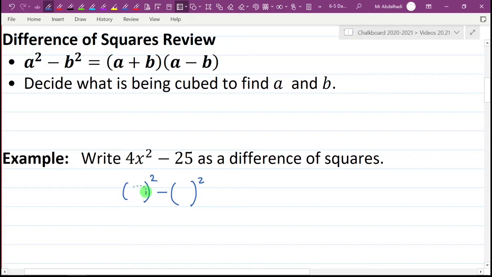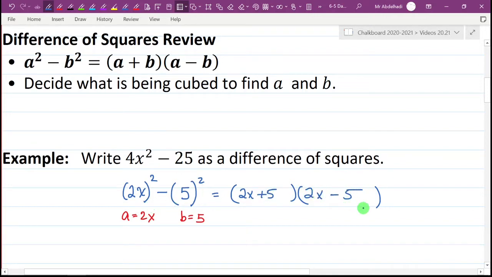So what would you put in this set of parentheses here that would give you 4x squared? Well, what would you square to get 4? You'd square 2, right? And what would you square to get x squared? You'd square an x. And there you go. 2x times 2x is 4x squared. And what would you square to get 25? A 5. Now that you've written it this way, you know that your a is 2x and your b is 5. And you can factor this now. A plus b, a minus b. So it's going to be 2x plus 5 and 2x minus 5. And that's how we did differences of squares.